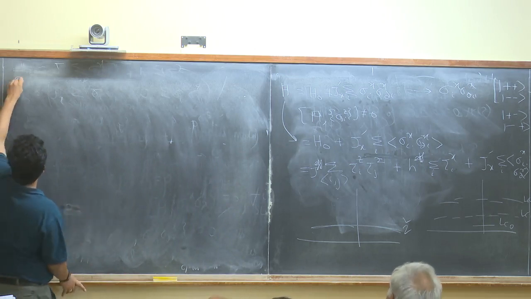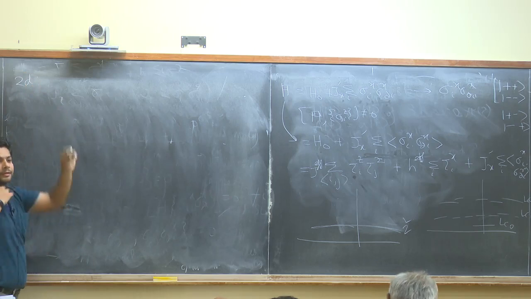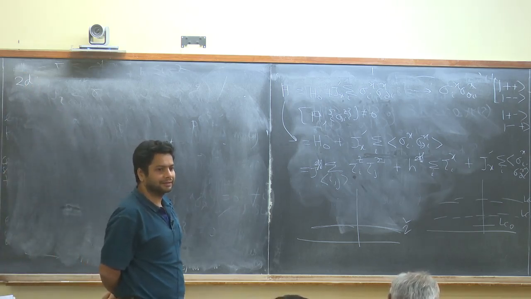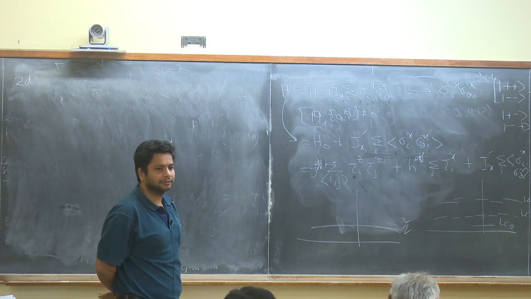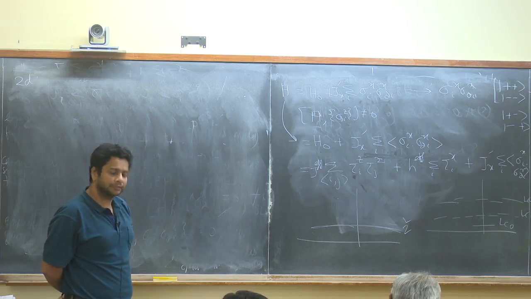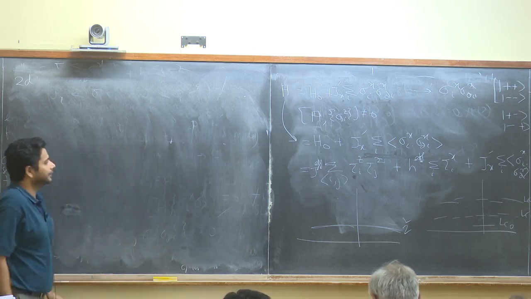So let's do a 2D example. Question? Yes, please. Here you're fixing some of these products of sigma axis, and it's just the number of the products. That's all. Yeah, exactly.